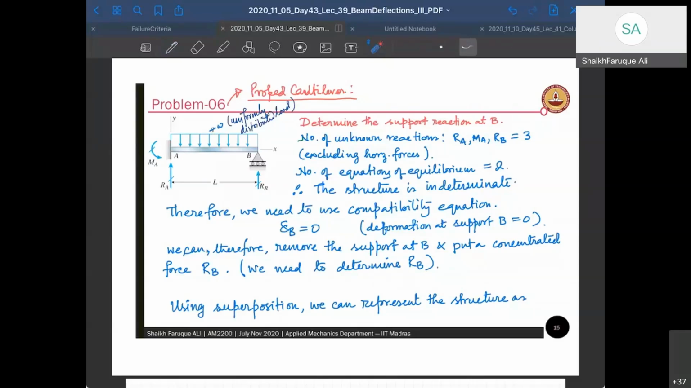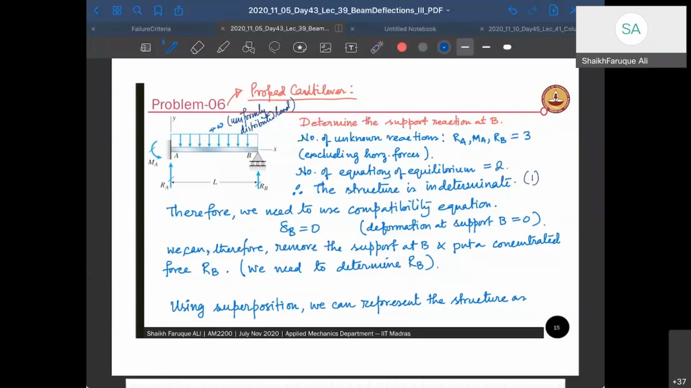So the number of unknown reactions are RA, MA, and RB, which is equal to 3. Excluding horizontal reaction forces, we don't need horizontal reaction forces because the load here is vertical. The number of equations of equilibrium is 2. So the structure is indeterminate with degree 1.